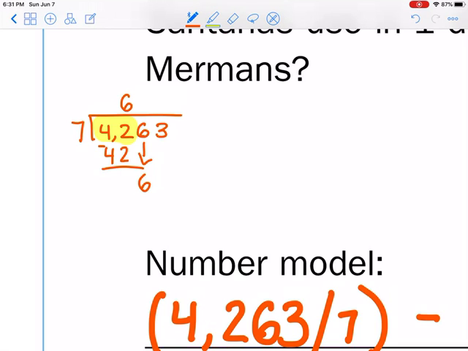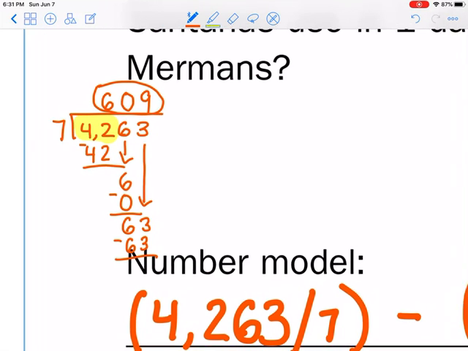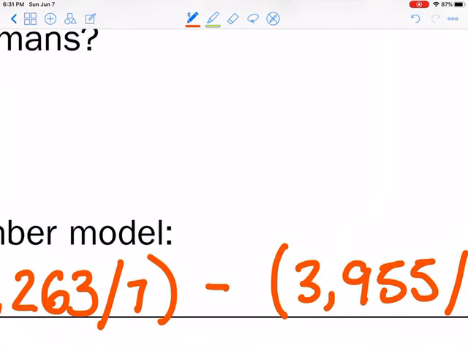So I'm going to bring down my 6. 7 cannot go into 6, so I'm going to put a 0. 7 times 0 is 0. So I have 6. Now I bring down that 3, and I get 63. 9 times 7 is 63. So my answer is 609 liters is how much the Santana family used.